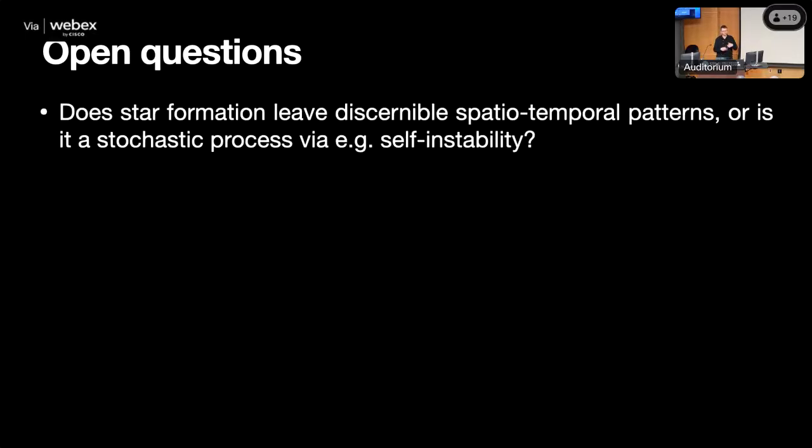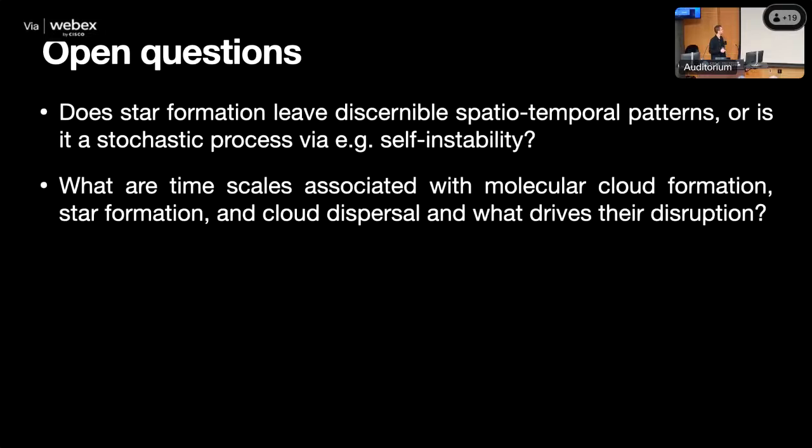However, we have studied these regions for almost 30 years, and there are still open questions that we cannot really constrain observationally. The first, which I will mostly talk about today, is: does star formation leave discernible spatial-temporal patterns, or do we basically see random star formation processes which don't leave any patterns? Another, slightly related question is: what are the timescales associated with molecular cloud formation and star formation?